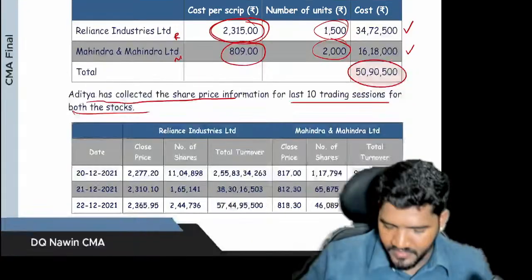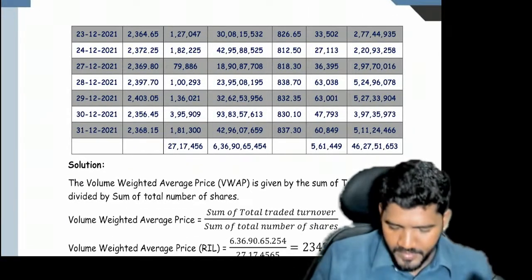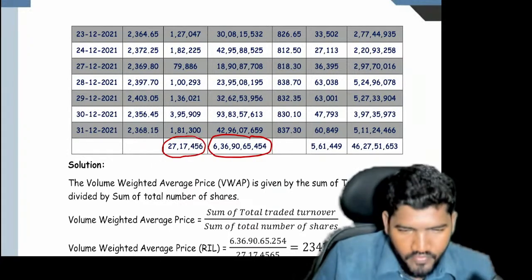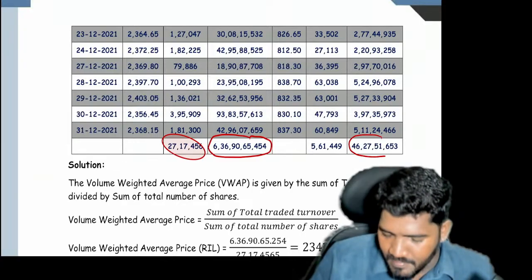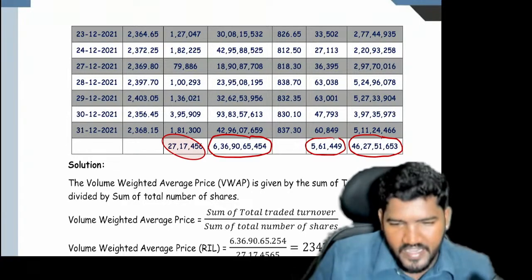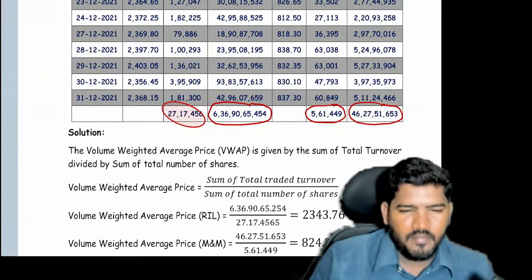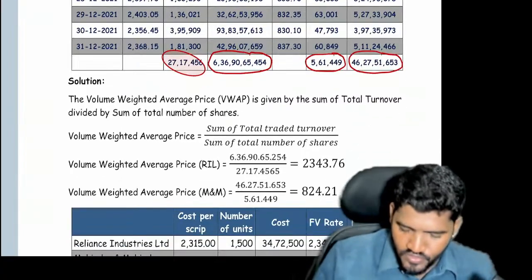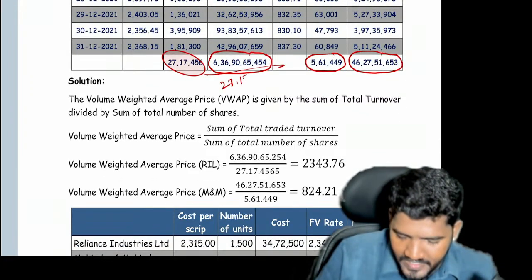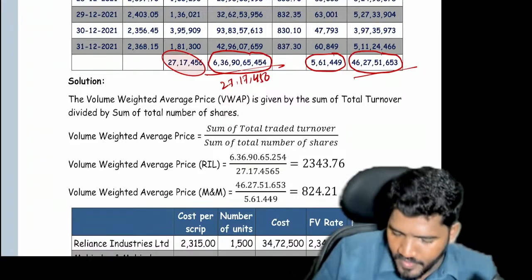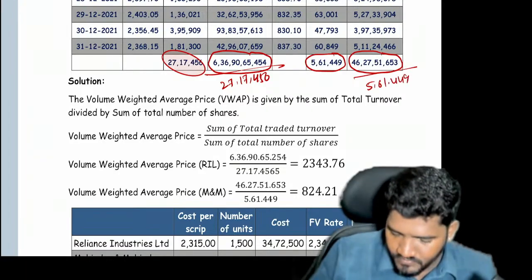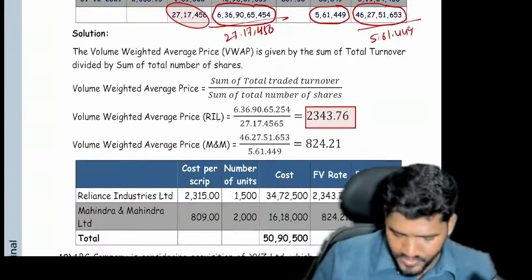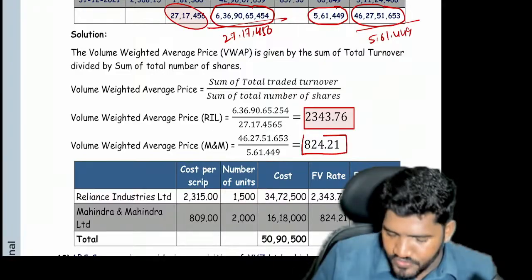So this is the 10 days trading information. This is the Reliance Industries sum of traded turnover, and this is the sum of traded shares. This is the Mahindra and Mahindra sum of traded turnover, and this is the sum of traded shares. Now you already know the formula: sum of traded turnover divided by sum of traded shares gives the volume weighted average price. So this divided by 27,17,456, and this divided by 5,61,449. So the fair value per share of Reliance is 2343.76, and Mahindra and Mahindra fair value is 824.21.